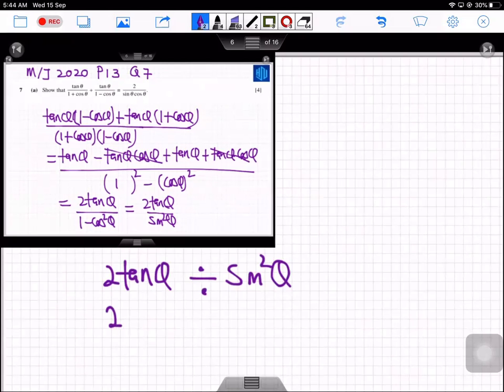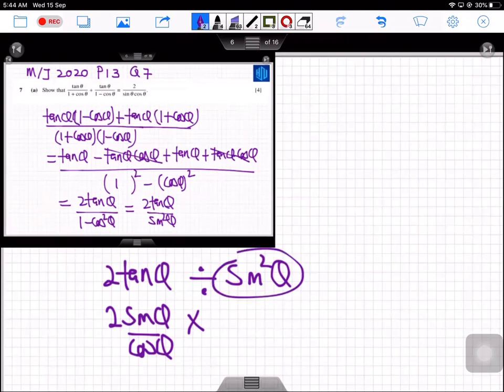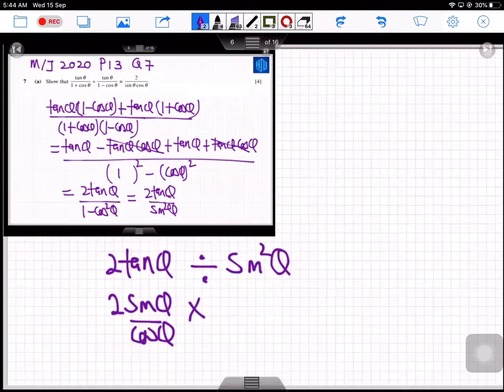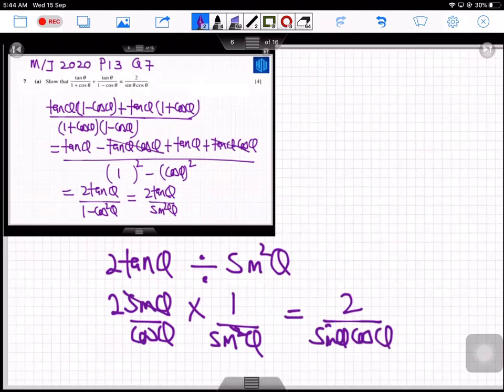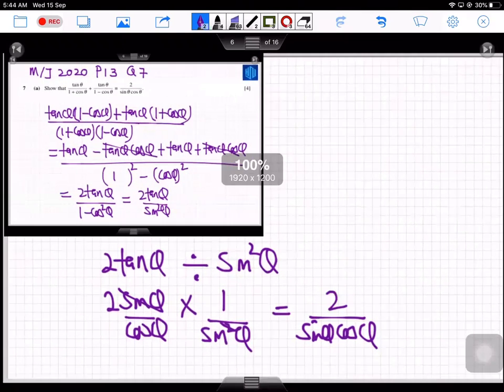This means that in place of tan theta, I can write sine theta over cos theta actually. And then if I convert this division sign into a multiplication sign, this term will be reciprocated. So sine square theta will become basically 1 over sine square theta. And here as you can see that 1 sine theta is cancelled out and 1 is left in the denominator. And therefore you have 2 divided by sine theta times cos theta. Hence your identity is proved. You get your 4 marks complete.